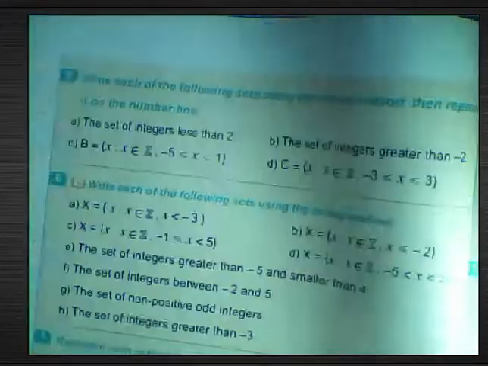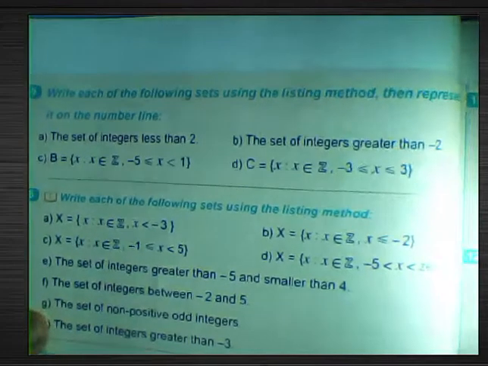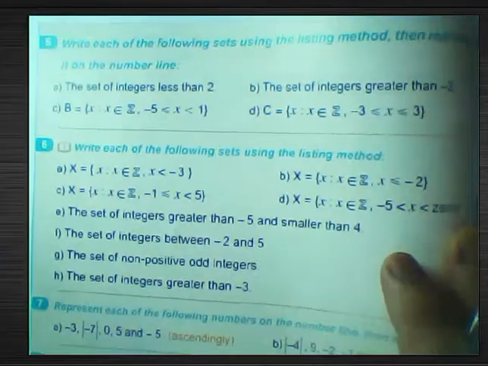Next page. It's okay. Question number 5.